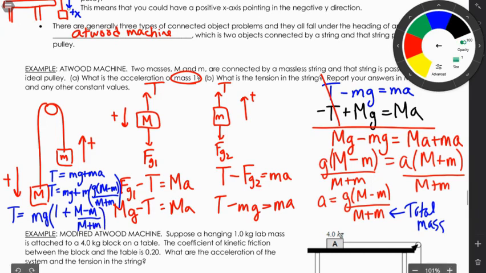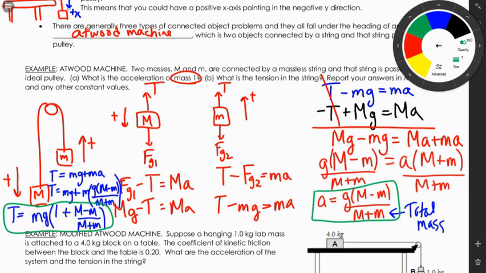Okay, so here's my acceleration, which is part A. Then here's my tension in the string, which is part B. I could have done it for the other equation too, and it just gives a different look to the equation. Okay, but whatever numbers you plug in would give you the same answer.